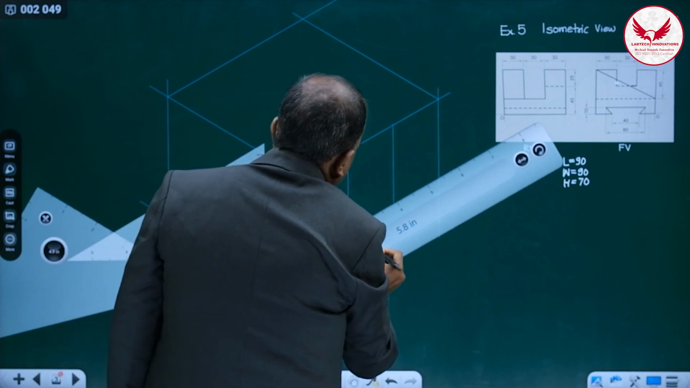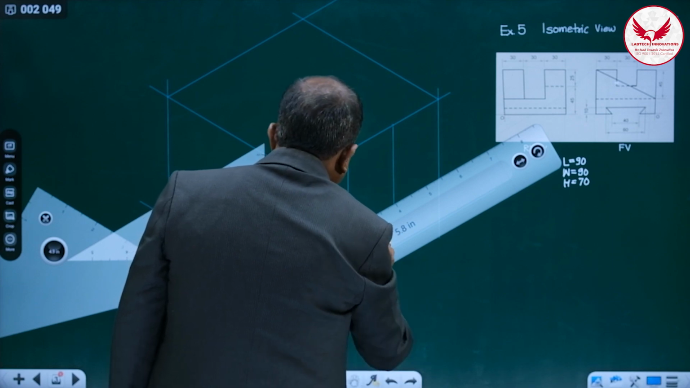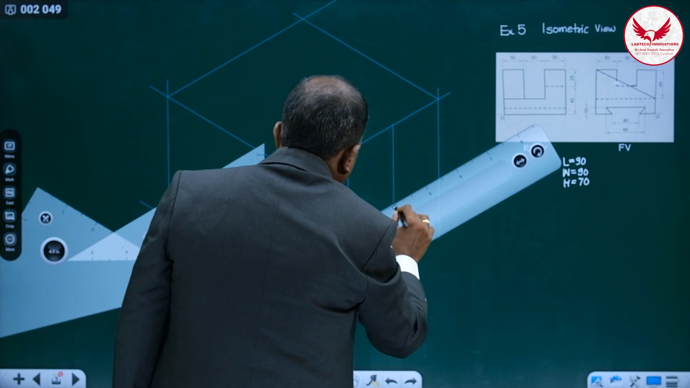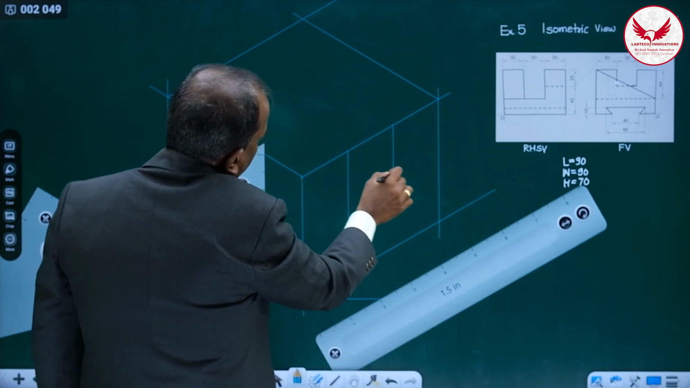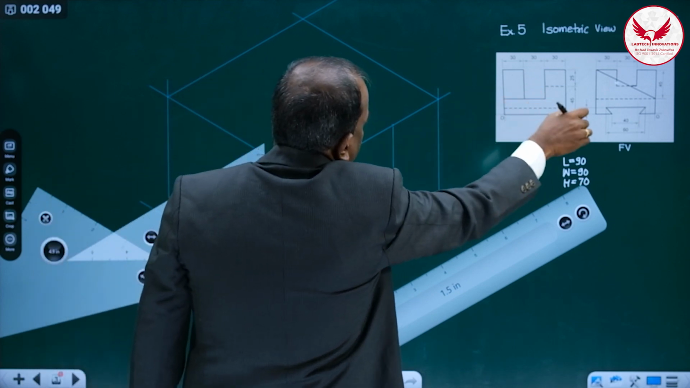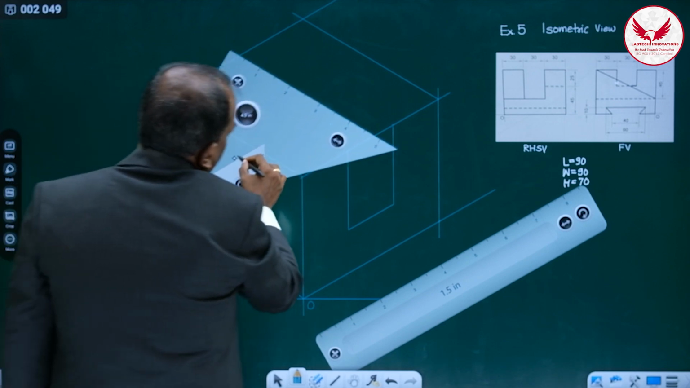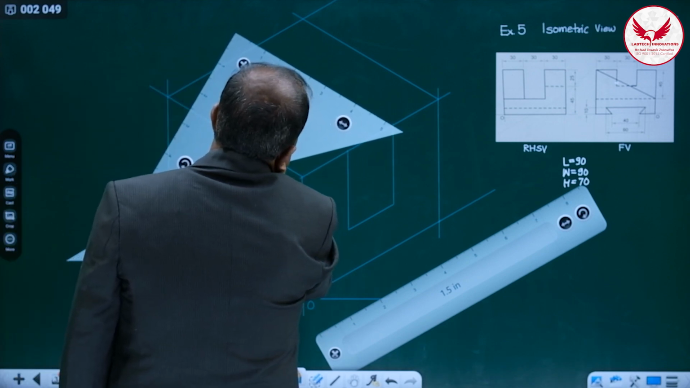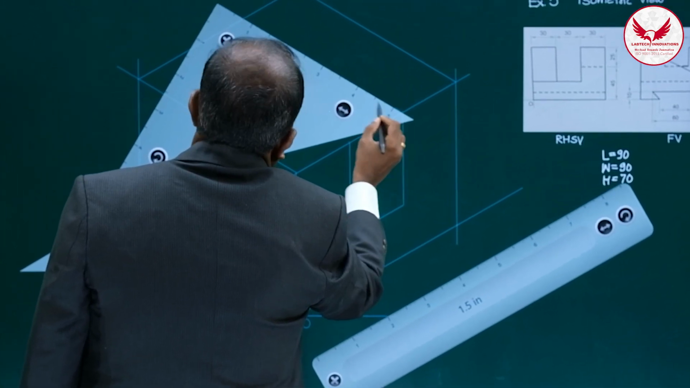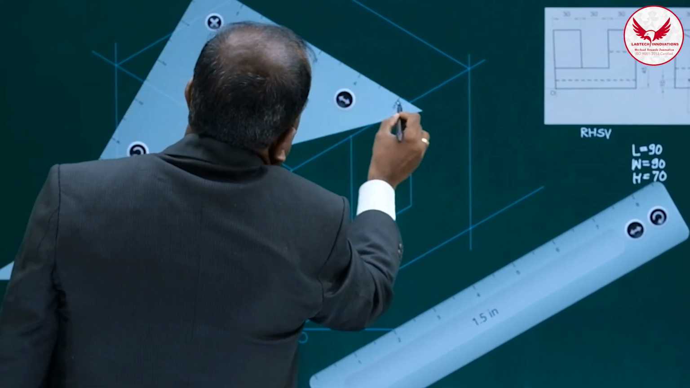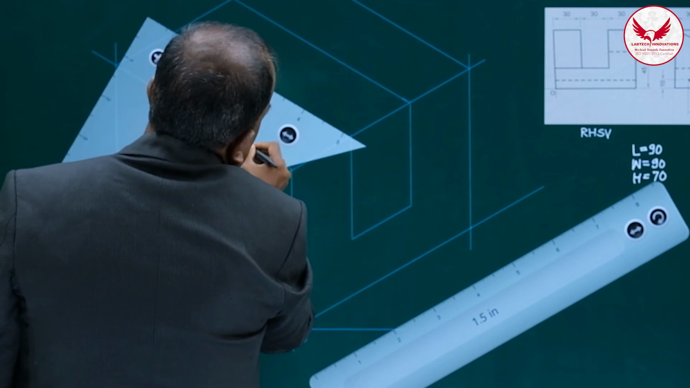And I'll join it. It is going to be 30. Means this portion I have marked over here, but it is completely cut. It is throughout its length. Means throughout its length, I'll mark like this. I'll cut in this way, throughout its length. So here also.